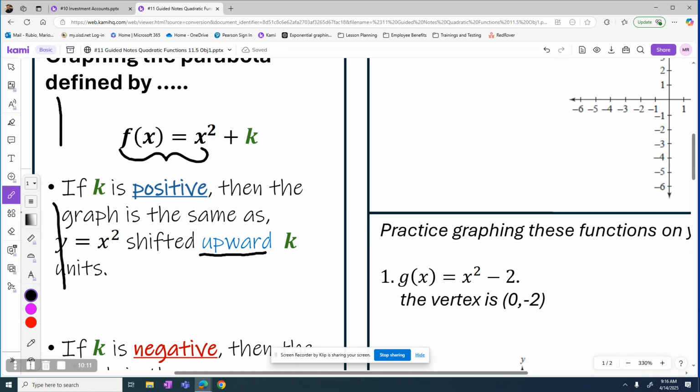If it's negative, oh my gosh, what's going on here? What is up with these little lines?